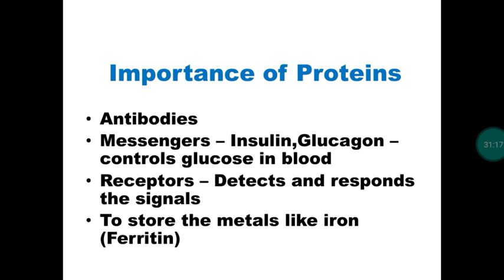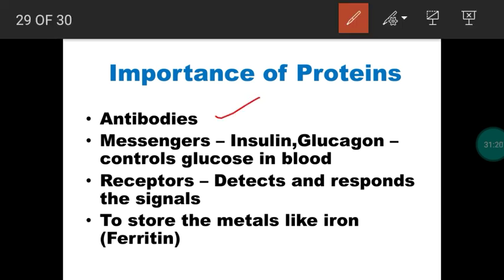Next, some proteins act as antibodies, which fight against diseases and microorganisms. Then proteins act as messengers. For example, insulin and glucagon are the proteins which control the glucose level in the blood. So they act as messengers to pass messages. Then receptors. Since a protein acts as a receptor, it detects the signals and responds to the signals. Then certain proteins are used to store metals like iron. For example, the protein ferritin stores the metal iron. So these are the applications of proteins.